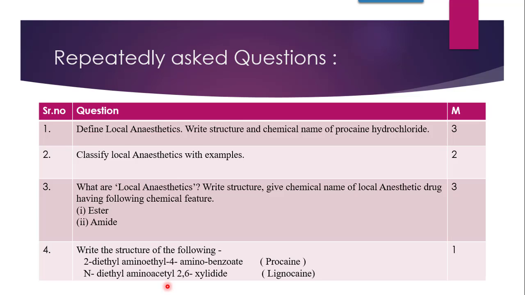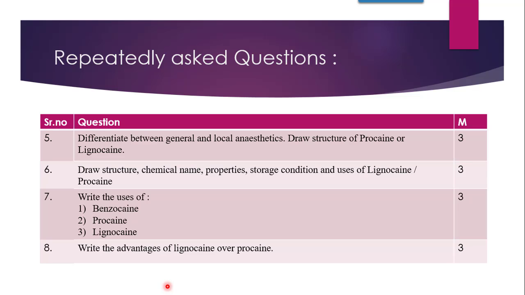Then coming towards the fifth question, that is the next question. In the fifth question, as you can see, it is the difference between general and local anesthetics. Now we are supposed to give the difference between general and local anesthetics, which we have seen in detail in the video. There are 9 points of difference, wherein we have distinguished between general and local anesthetic.